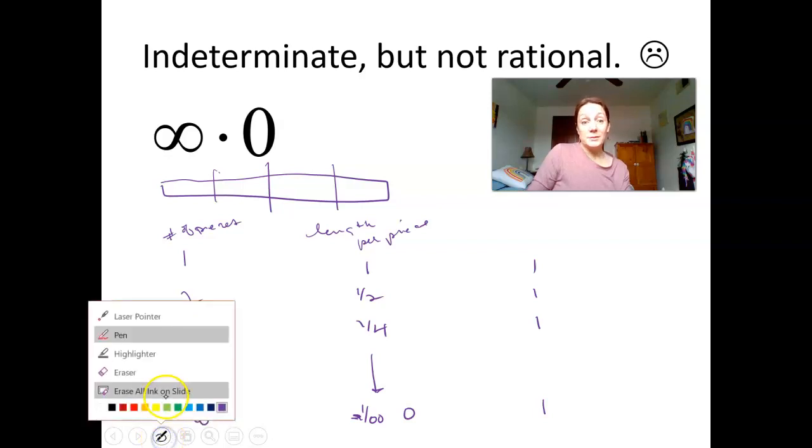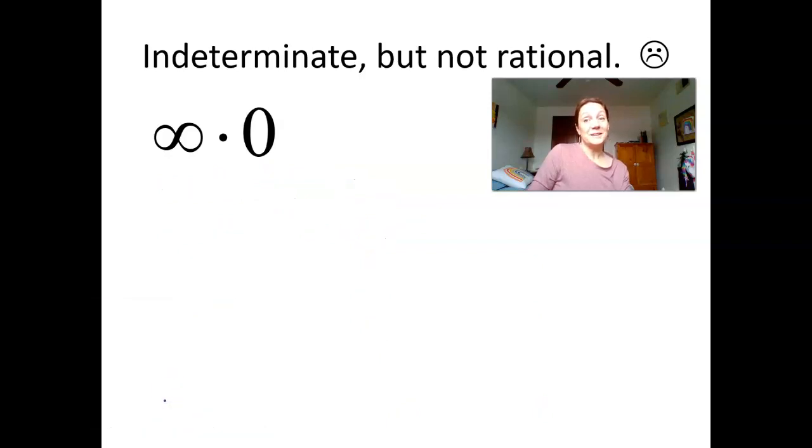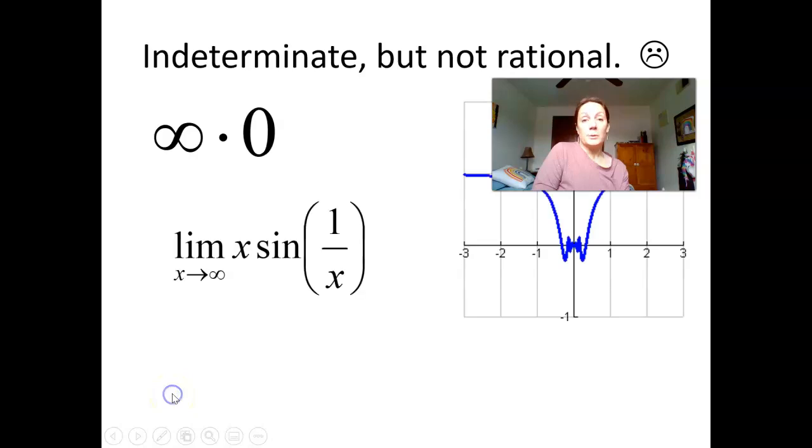Not that you need to know why it's indeterminate, frankly. All you really need to know is that it is indeterminate. Right? So 0 times infinity, indeterminate. Here's the problem, it's not rational. Right? And L'Hopital only deals with rational functions.